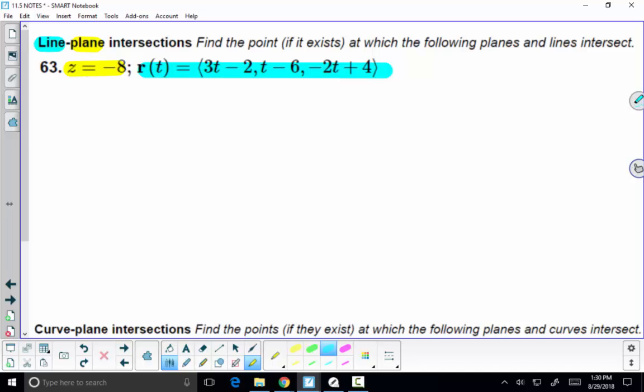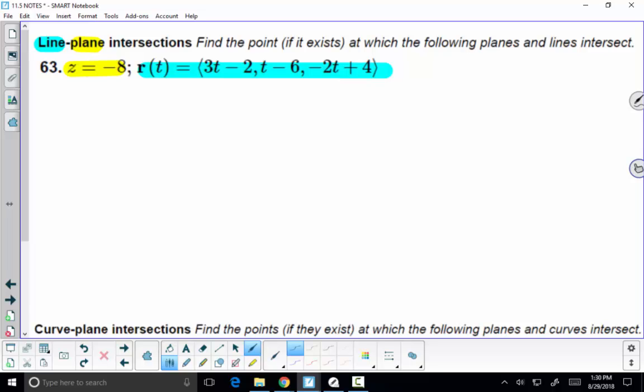This is exactly what you've done in algebra. If you have two objects and you want to know where they meet, you plug one into the other and see if there's a common solution. In some ways it's easier in this context than in those college algebra problems where you had planes. Here, for every ordered triple on this plane, the z value is -8. So we just want to know, is there anywhere on this line where the z value is -8?